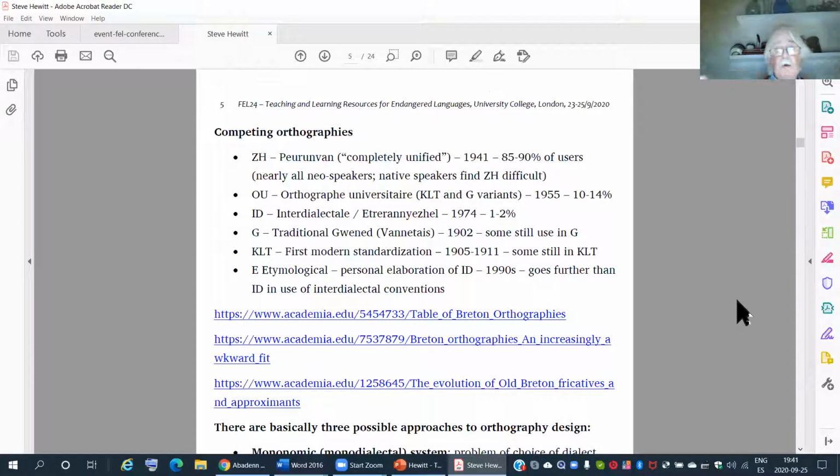Right, so we've talked about these competing orthographies, with the ZH, which is linguistically the least well adapted to Breton. That accounts for 85 to 90% of people.